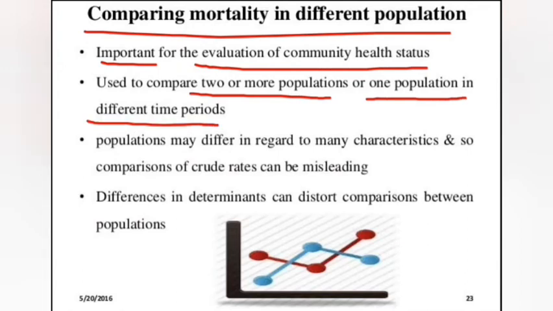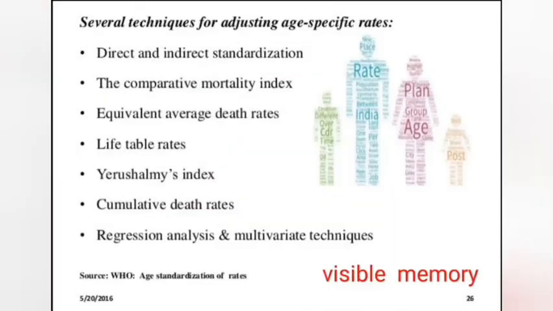When we look at the crude death rate, comparison cannot be done, because there is a possibility that one population has more younger people and the other population has more older people. So every population has a different age composition. So crude death rate has no specification regarding age, so crude death rate can be misleading. So different determinants can distort comparison between populations. There are several techniques for adjusting age specific rates. Direct and indirect standardization are included in our syllabus, so we will discuss only these.